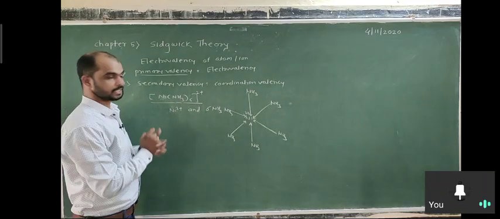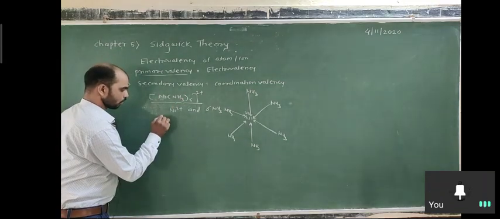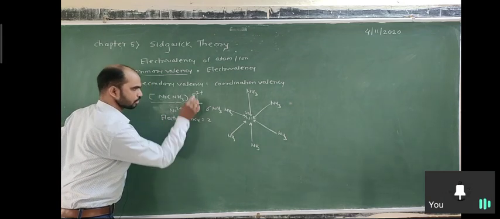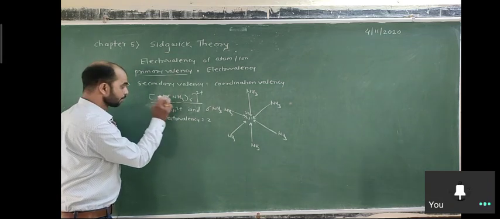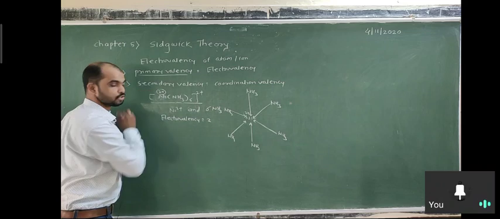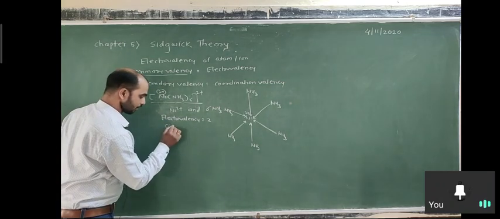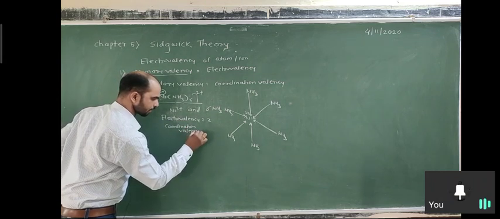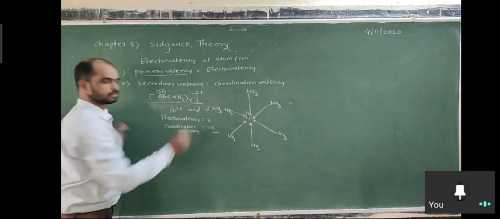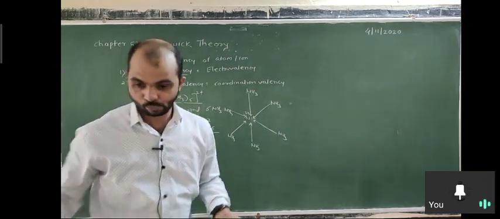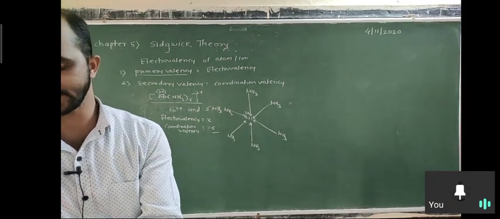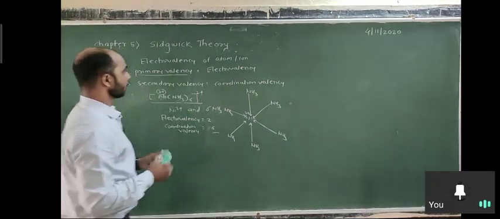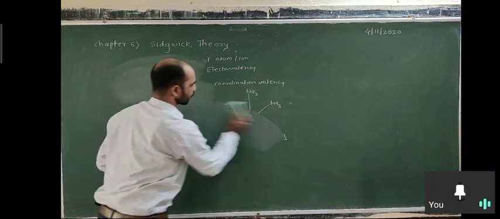So according to Sidgwick theory, in the given complex, electrovalency is 2 because 2 electrons are lost. NH3 is neutral, which means Ni is present in which oxidation state? Plus 2 oxidation state. And what is the coordination valency? Coordination valency is equal to 6 according to Sidgwick theory. So to explain the stability of complexes and how complexes are formed, Sidgwick proposed a very important rule.